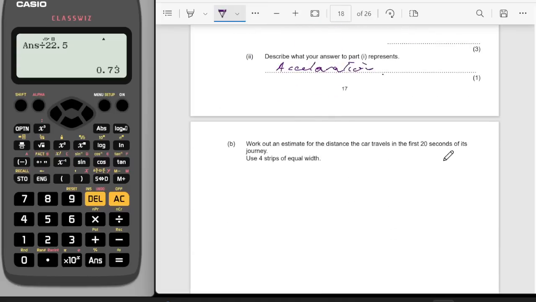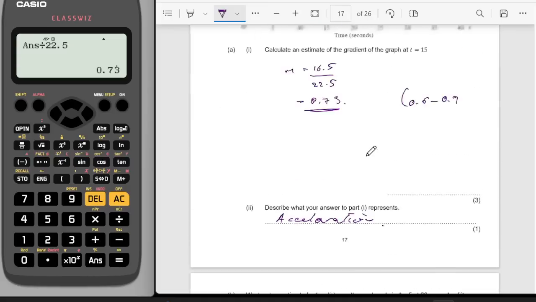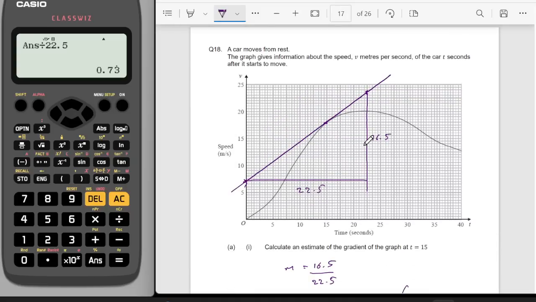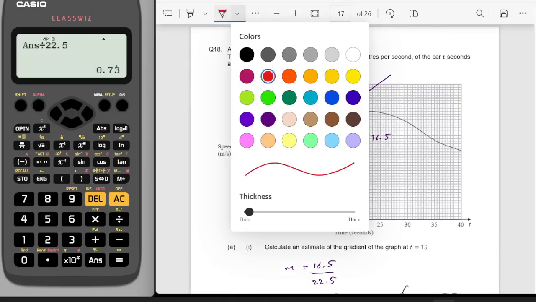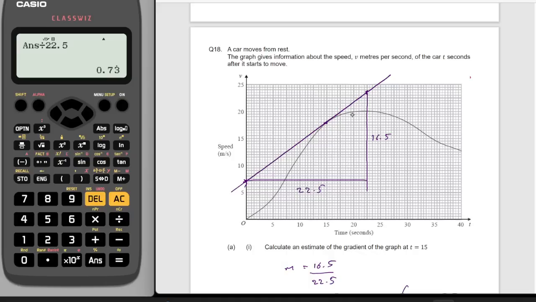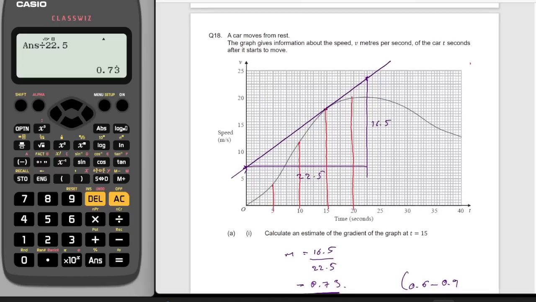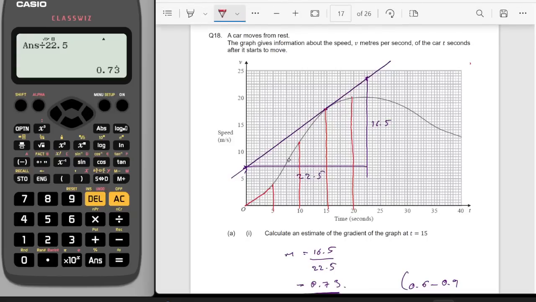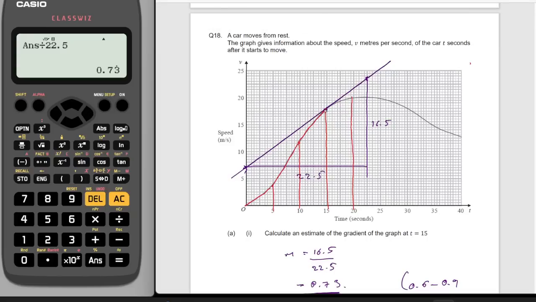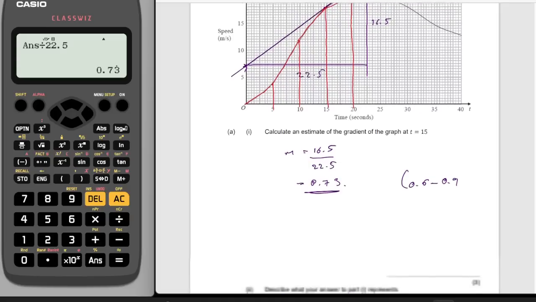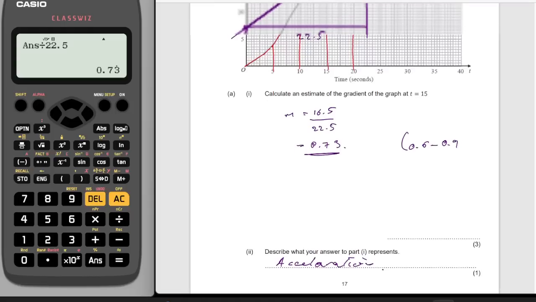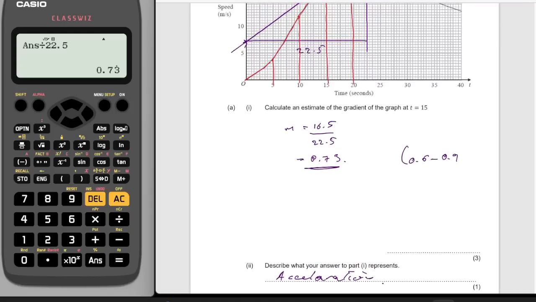Work out an estimate for the distance the car travels in the first 20 seconds. So first 20 seconds. This is a version of the trapezium rule. So I'm going to split it into 4 trapeziums. And then I'm going to work out the area of each trapezium, or triangle for the first one. And then that's going to be my value. So I really want to be able to see my graph at the same time as writing.